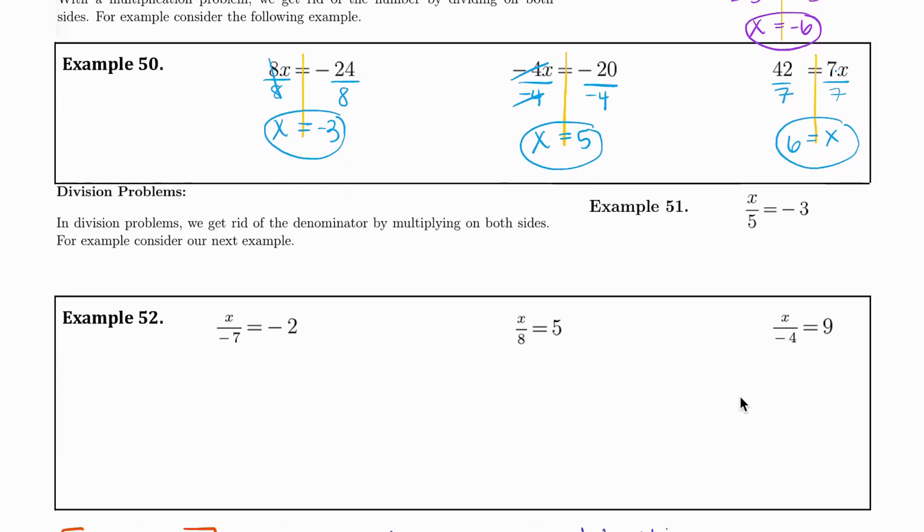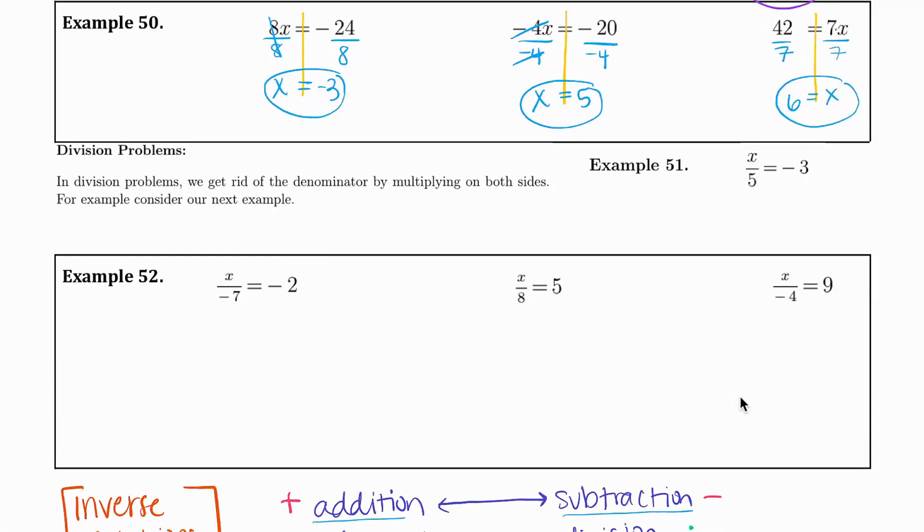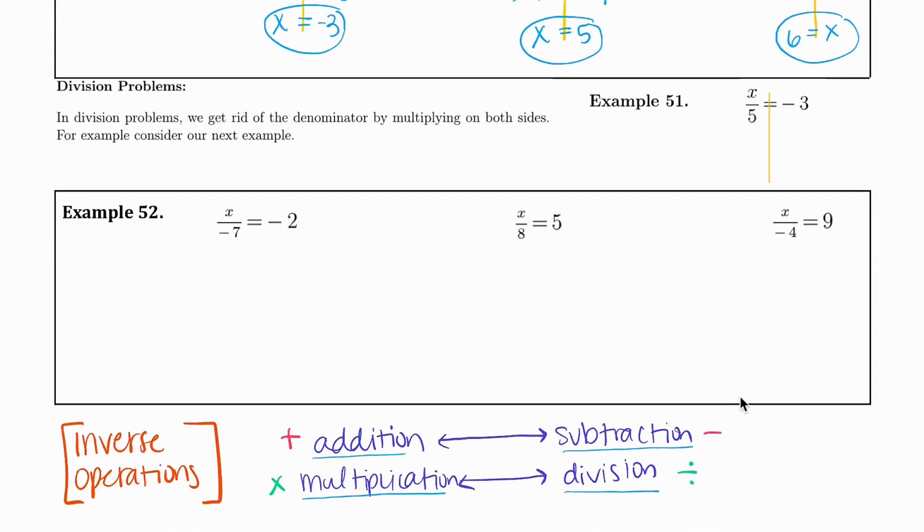Okay, and then our last type here is sometimes our original equation has division in it. For example, x divided by 5 equals negative 3. So we said the opposite, the inverse of division is multiplication. So if I want to undo this dividing, I'm going to multiply this side by 5, do the same thing on the other side. Multiplication and division cancel each other, they're inverses, and I'm left with x equals negative 3 times 5, or negative 15.